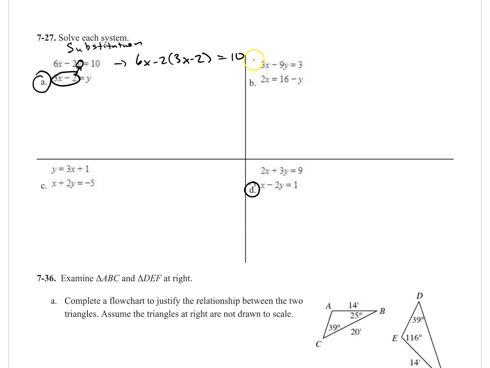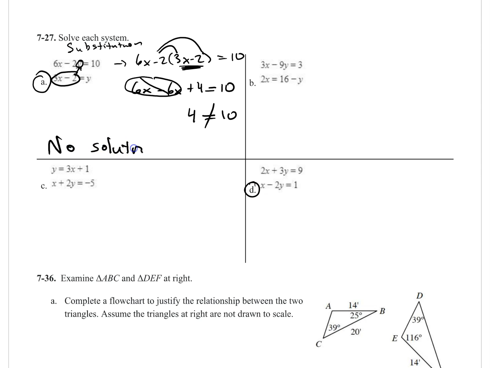So 6x minus 2y equals 10. Distribute. And when you distribute, the negative sign distributes. Minus 6x plus 4. 6x minus 6x, that's a zero pair. Those cancel. And 4 is equal to 10, which is not true. So we have no solution. When the variable disappears and what's left over is false, no solution.